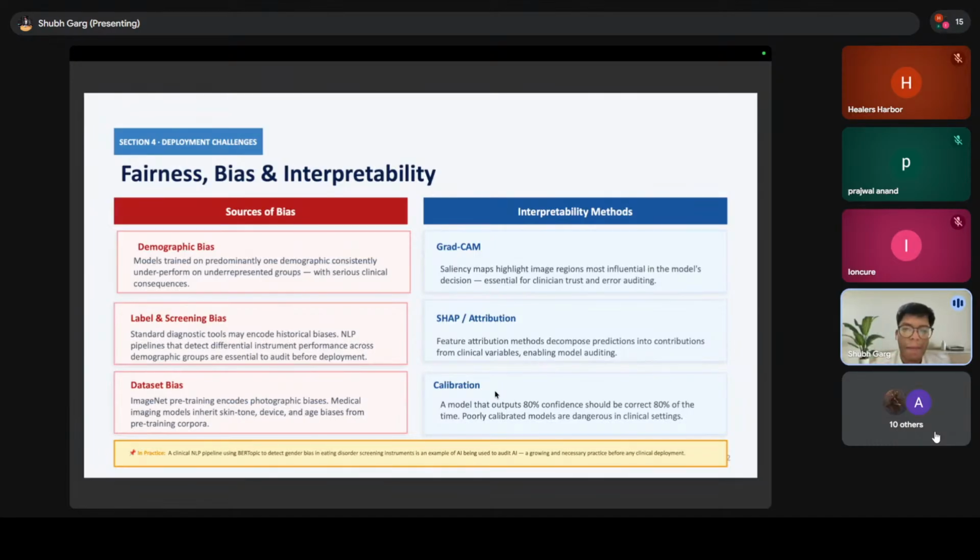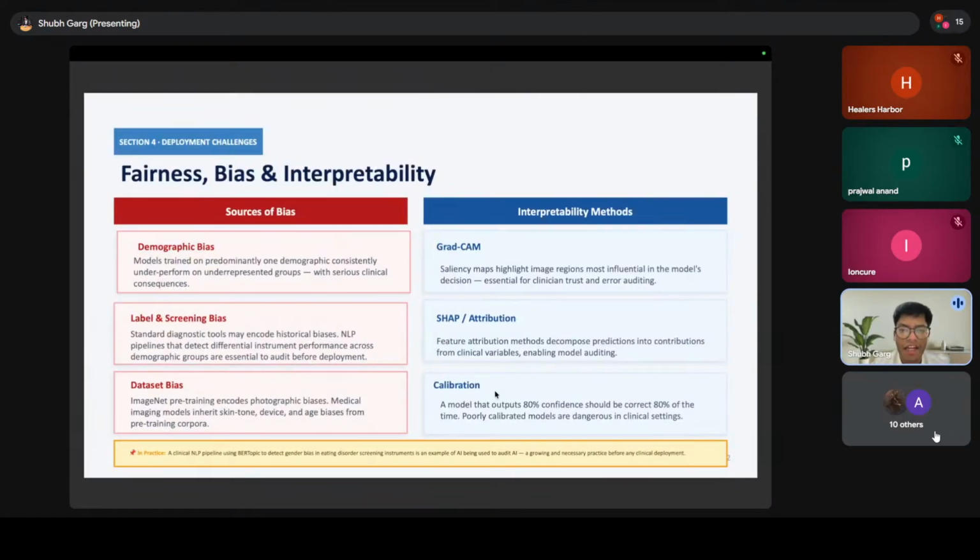Okay, next is that label and screening bias runs deeper. The diagnostic instruments we use, a questionnaire, the clinical criteria, may themselves encode historical bias. If a screening instrument for a mental health condition was developed and validated predominantly on one demographic, its scores may systematically misrepresent another demographic. AI trained on those labels inherits the bias.